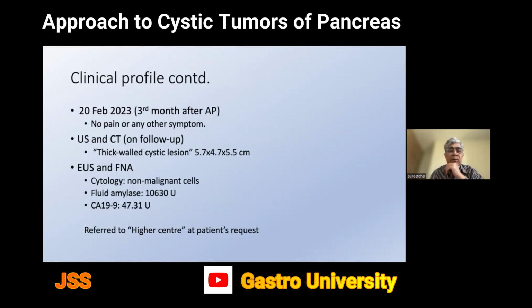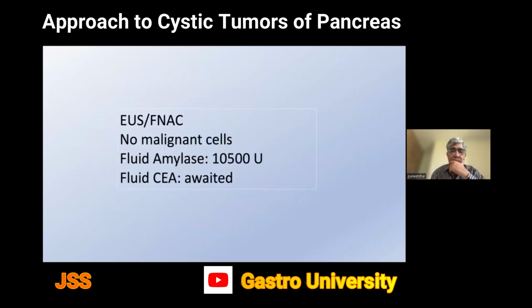So they find a thick-walled cystic lesion. Now, when they persist, we are a little worried. And when they're already thick-walled early on, there is a worry. But now EUS and FNA is done. Cytology shows non-malignant cells. Fluid amylase is high. So the patient is referred to you, and what do we do? So that's basically the kind of patient we need to discuss what to do.